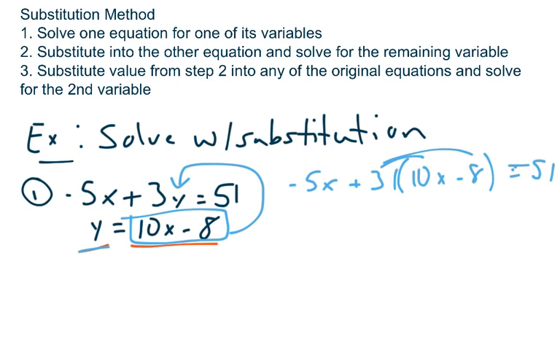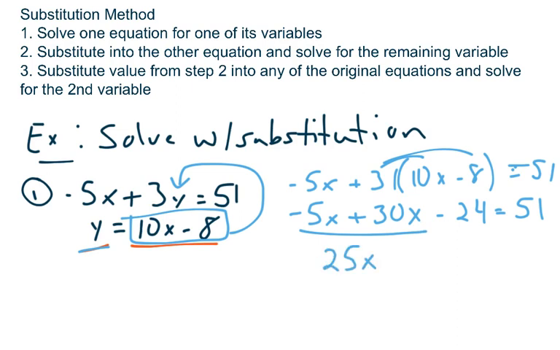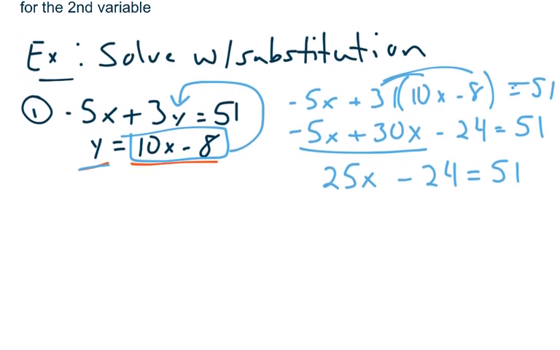Okay, so we distribute the 3, so we get negative 5x plus 3 times 10x is 30x. 3 times negative 8 is negative 24, and it's equal to 51. We can combine our like terms here. The negative 5x plus 30x gives me 25x. I don't need to do any inverse operations because they're on the same side of the equation. And then we have minus 24 equals 51. It's now a two-step equation.